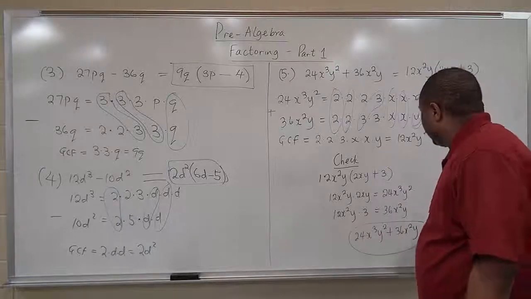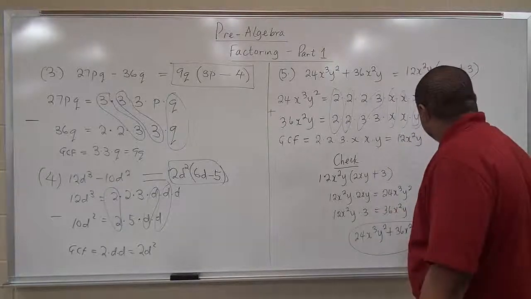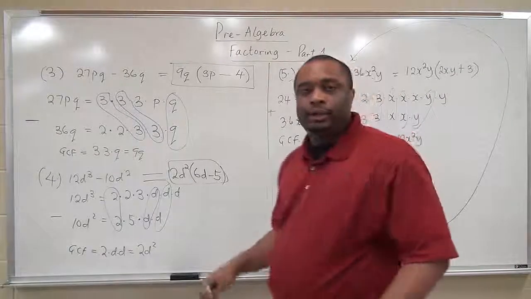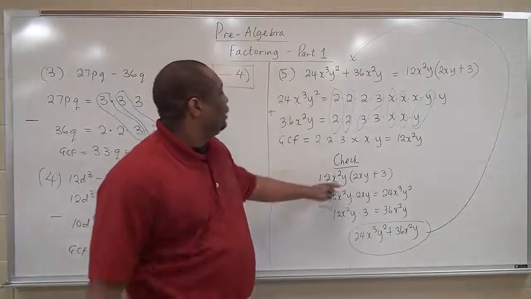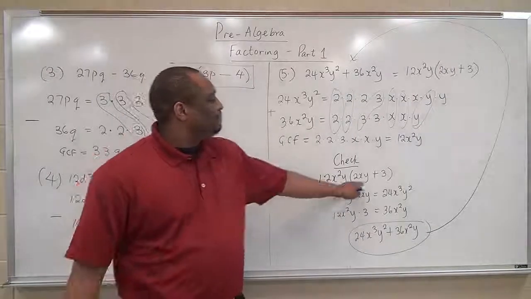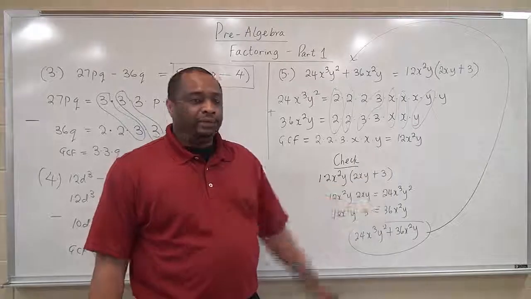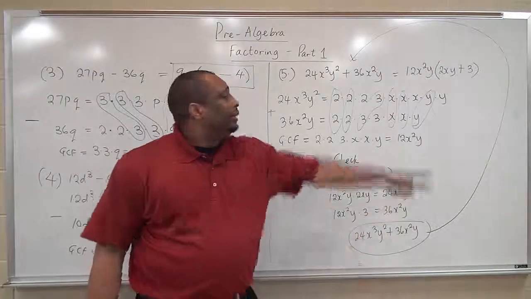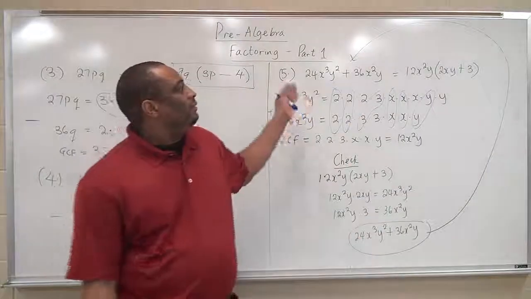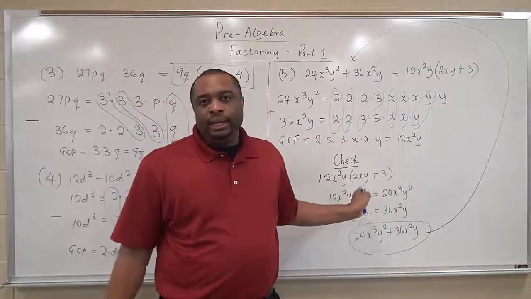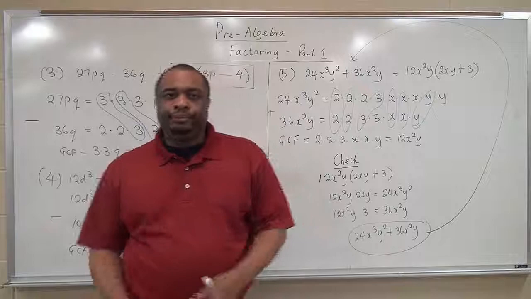It's going to give you back your binomial. This is marriage. You multiply a monomial and a binomial, it gives you a binomial. That is marriage. Then factoring, divorce. You split it up, it gives you back a monomial and a binomial.